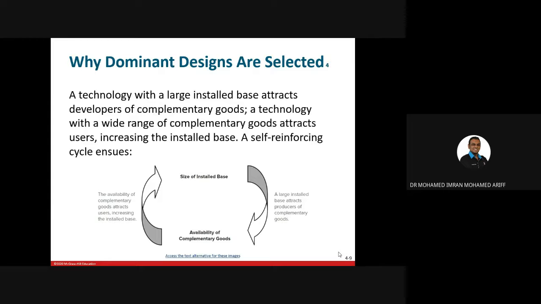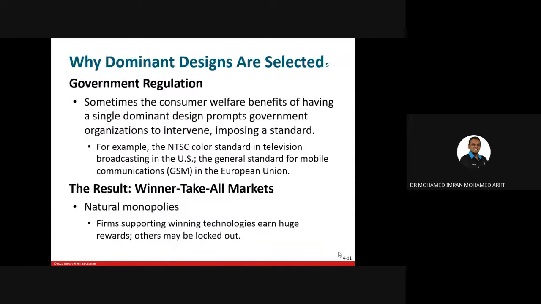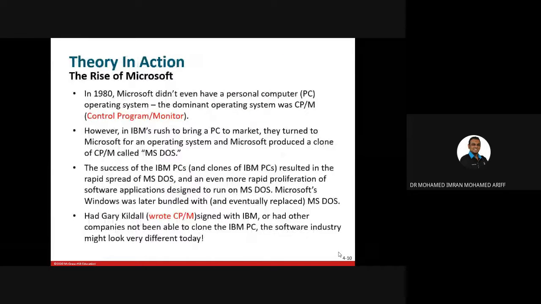Okay, so these are some graphs that you need to know. Okay, let's go into theory in action. The theory in action is a scenario whereby we want to see how the actual product started and where it has gone to. So this is a story. In 1980, Microsoft didn't have a computer, but it was dominant. Microsoft started the dominant program called CP/M. CP/M is called the Control Program Monitor. That means it was a program made just to control big servers.